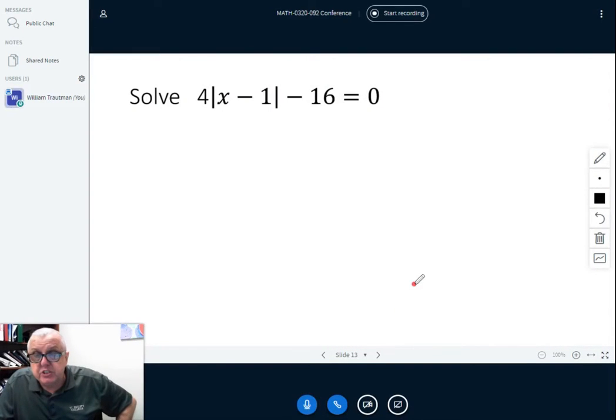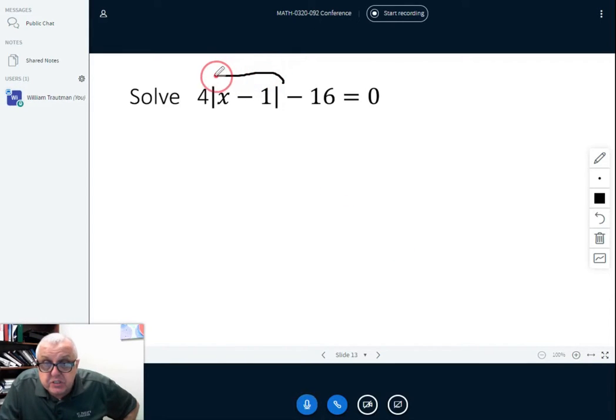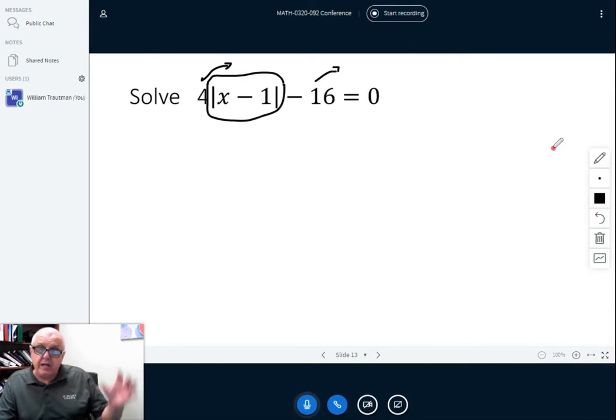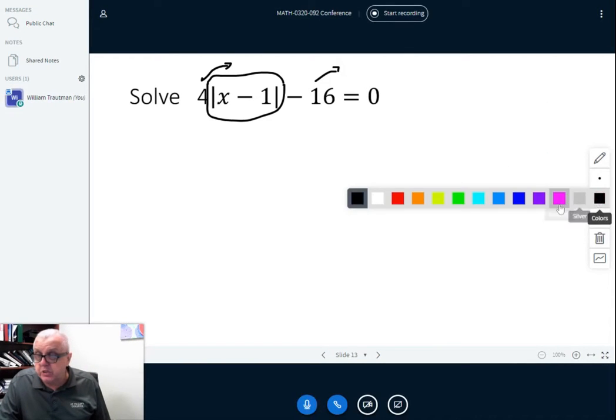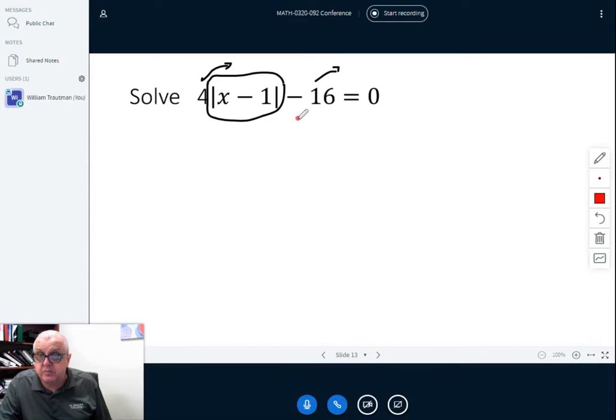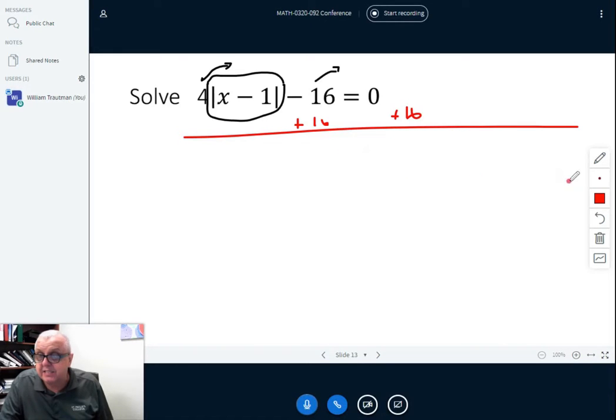All right, question 13, solve. So this is an absolute value. The first thing you do when you see an absolute value in a solve, you have to take everything else to the other side of the equal sign. The 4 and the 16. Of course you're going to take the 16 over. The add and subtracts always go over to the other side first. It's a minus 16, so we're adding 16.